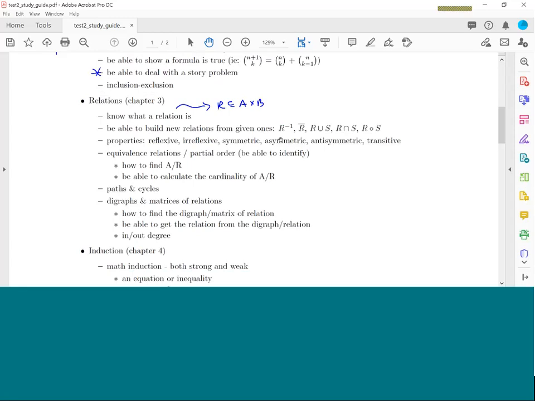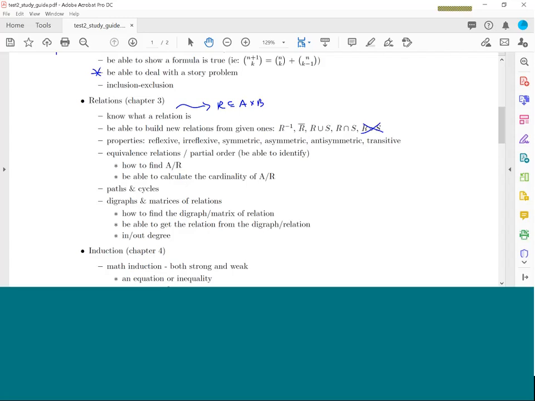You might be asked to build a new relation from older relations. So maybe you have some relation R and you're asked to find the inverse relation or the complement relation, the union, the intersection. This is composition, and that's done the same way as what we did with functions. Realistically, you're not going to have this composition because we'll have the permutation functions.